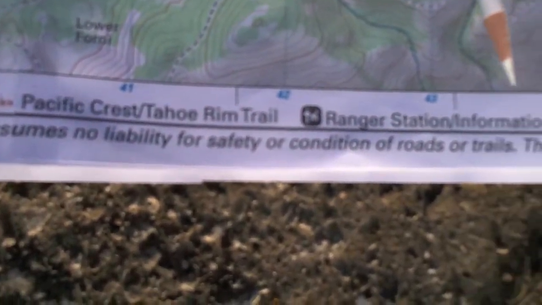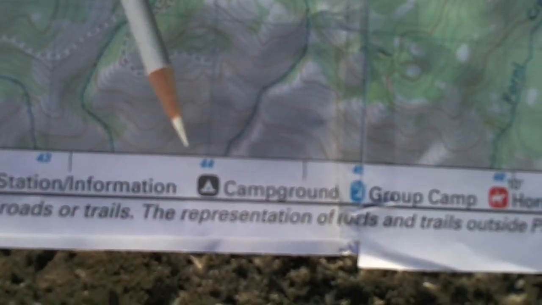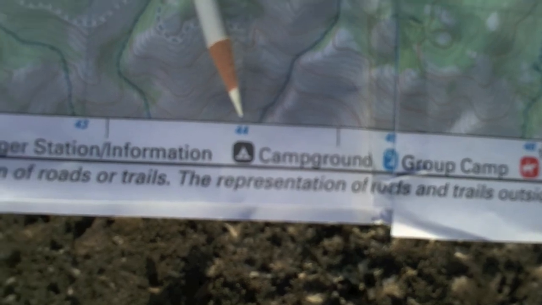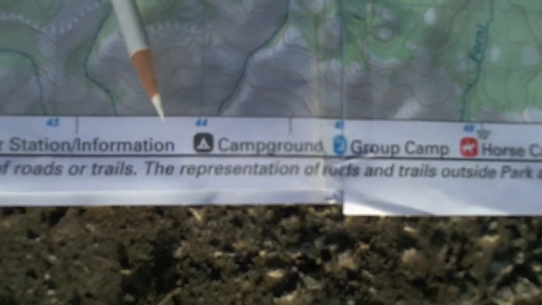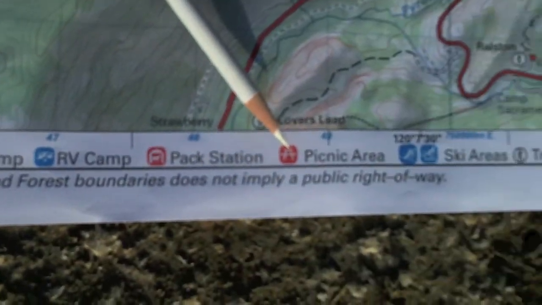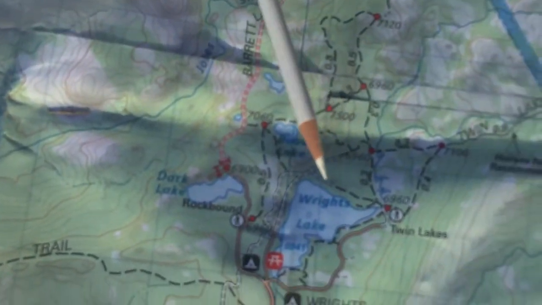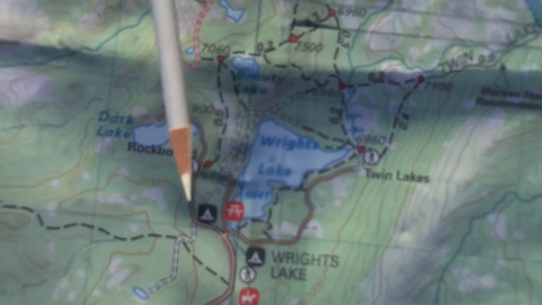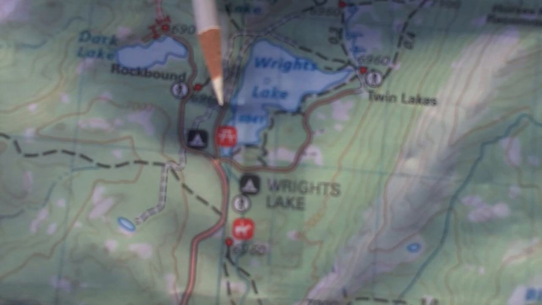Now, there's also a series of different symbols which indicate points of interest, such as the campground symbol, which is shown by a black square with a tent symbol inside of it. And there's a picnic area symbol that has a picnic bench on a red background. Now, over here by Wright's Lake, you can find both of those. There's actually two campgrounds on different sides of the lake, and there's one picnic area which is right on the water's edge.